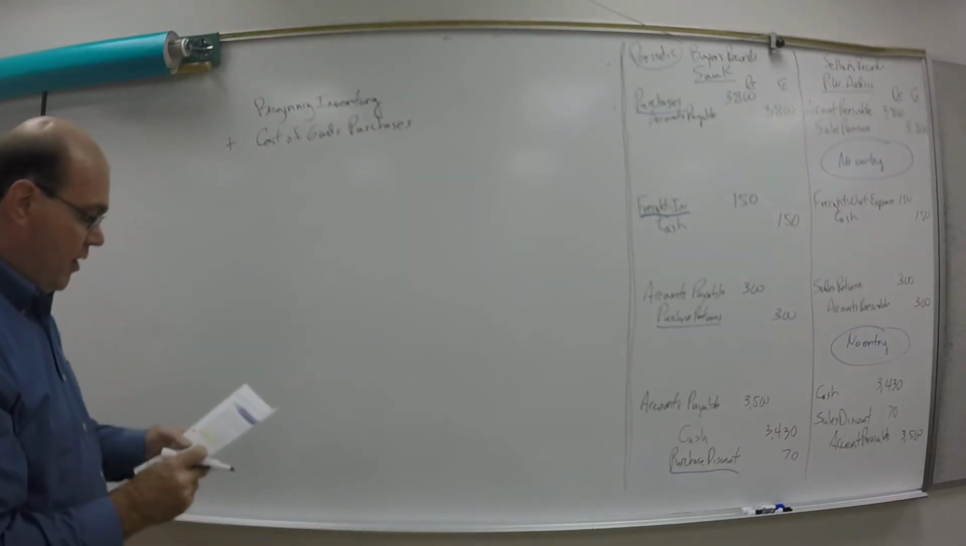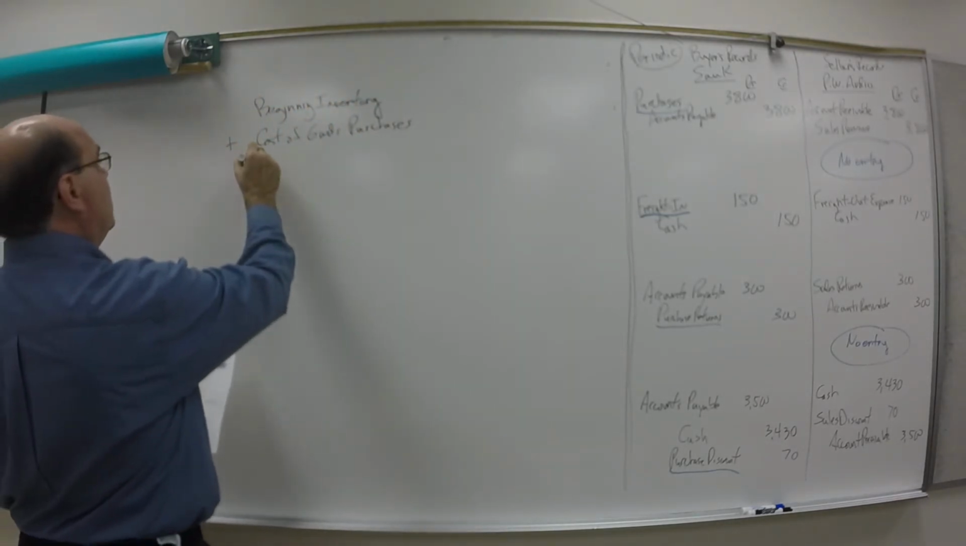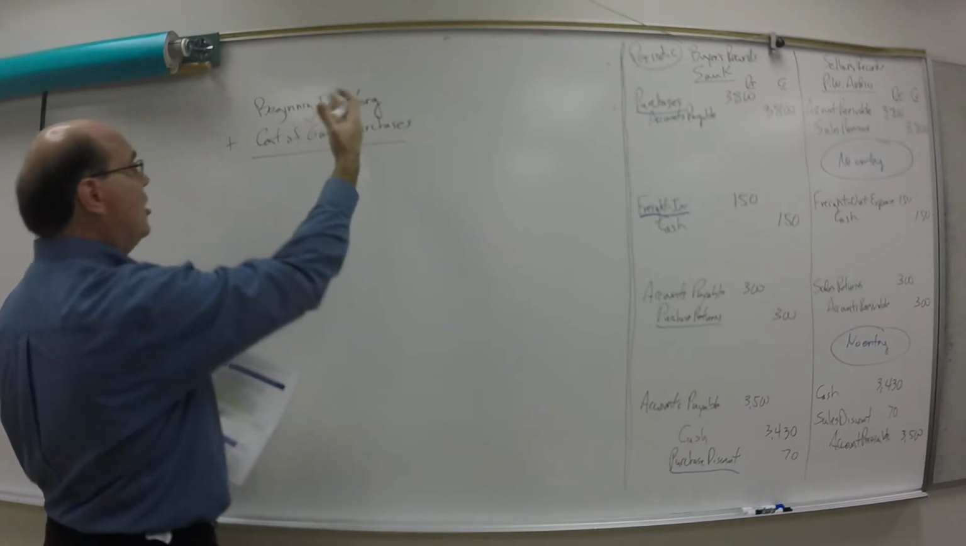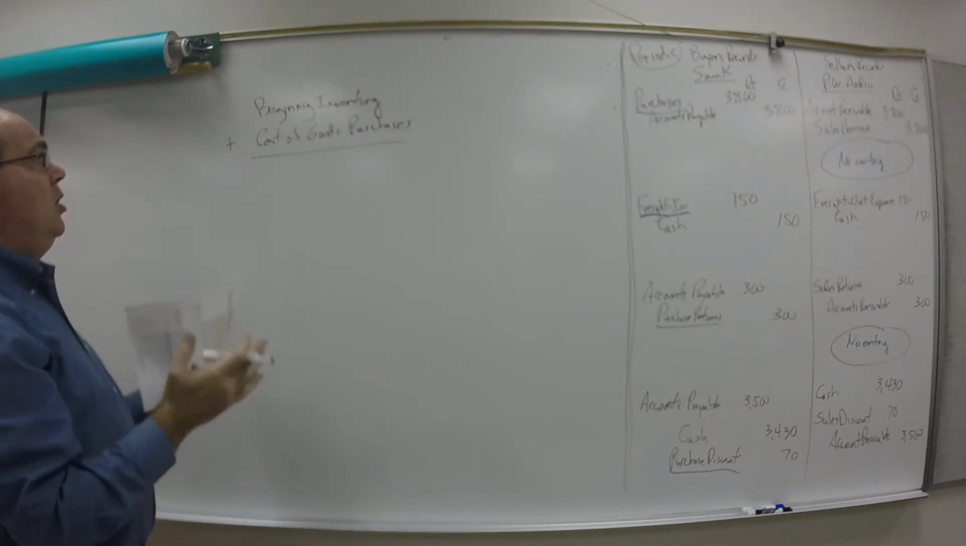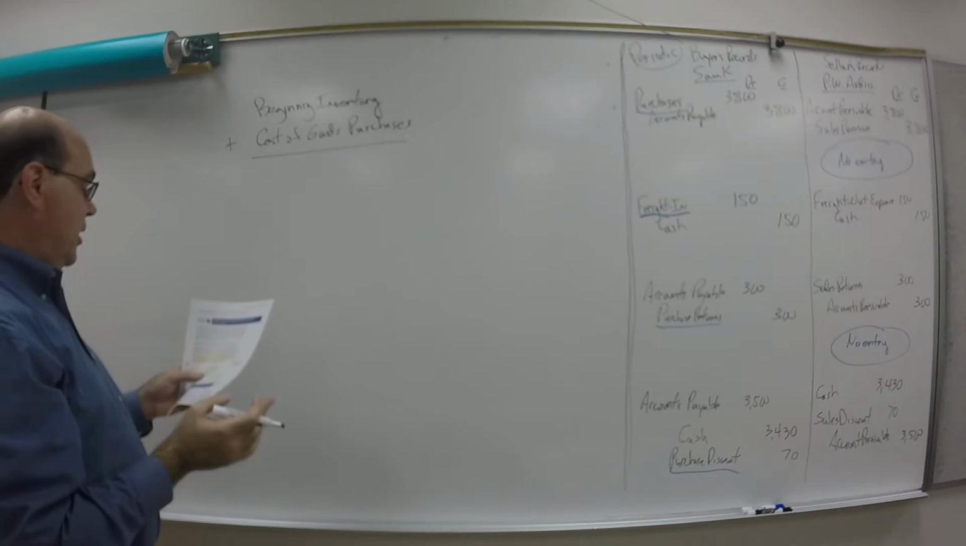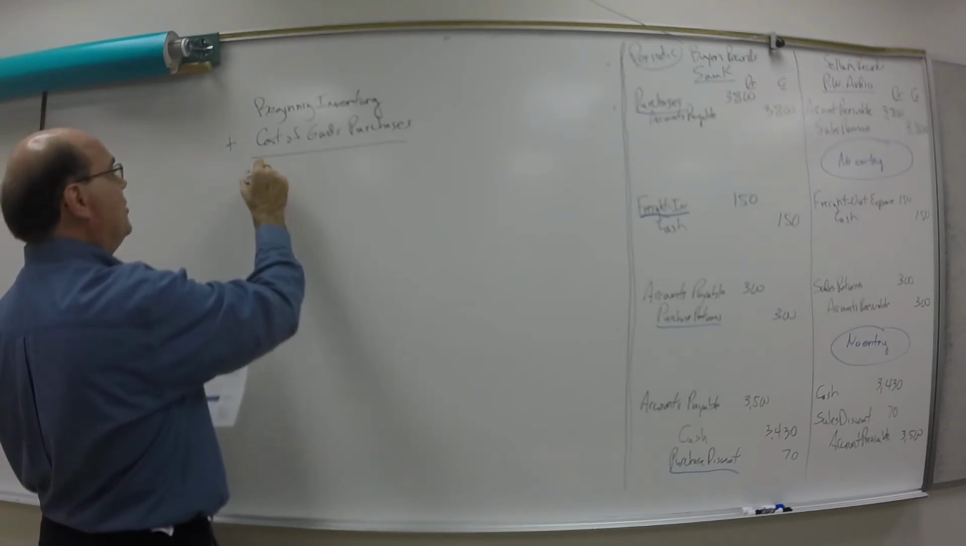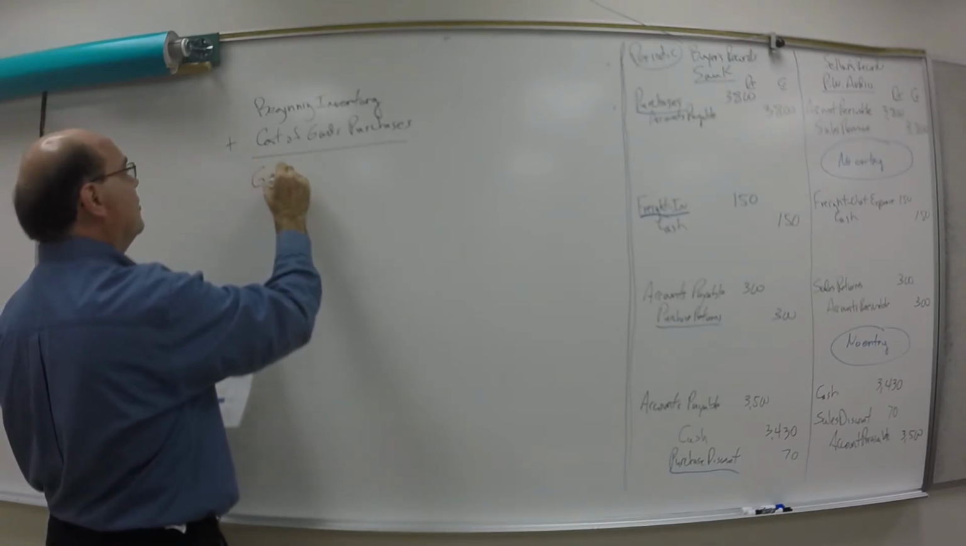But hold that thought for now. And then what we're going to do is we're going to go through, and if we say, well, we know what we started with, beginning inventory, and we know what we added during the period, that must have been what we had that was goods available for sale.